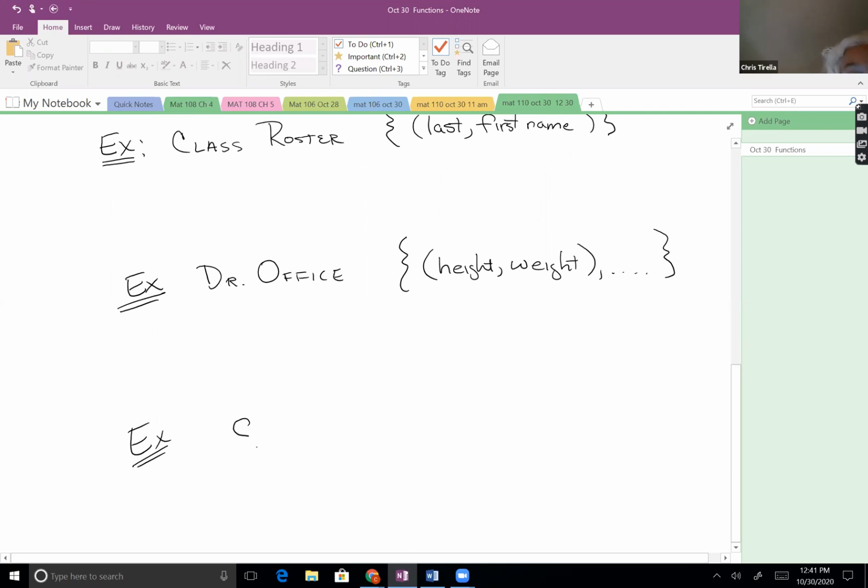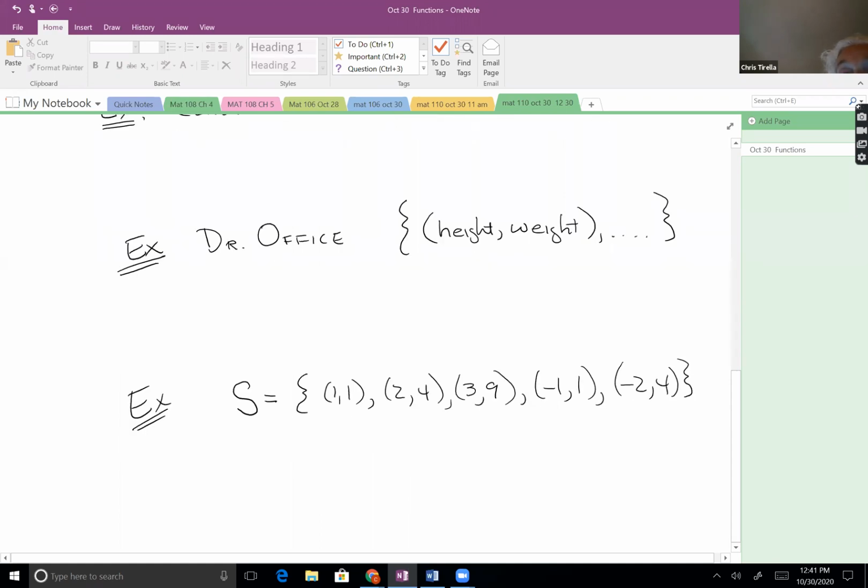And sometimes sets are given names, uppercase letters. I could have a set of ordered pairs. I could have the pairs (1, 1), (2, 4), (3, 9), (-1, 1), (-2, 4). And that would also be a set of ordered pairs.